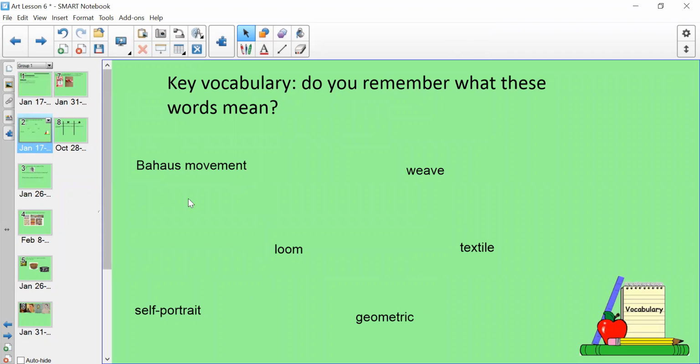Okay, so we have the Bauhaus movement, which was a movement of art which used lots of colors and geometric shapes in their artwork. Self-portrait is when you draw or paint a picture of yourself. A loom is something that holds together when you are weaving to make the materials nice and tight, so the weave is easier to make. And then obviously weaving is the intertwining of materials to make an object, so baskets, for example. And textiles is a type of material, and geometric are different types of shapes.